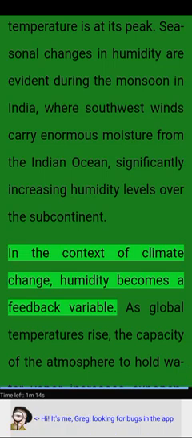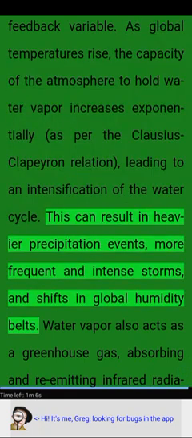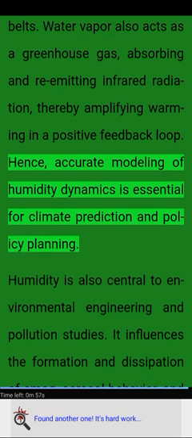In the context of climate change, humidity becomes a feedback variable. As global temperatures rise, the capacity of the atmosphere to hold water vapor increases exponentially, as per the Clausius-Clapeyron relation, leading to an intensification of the water cycle. This can result in heavier precipitation events, more frequent and intense storms, and shifts in global humidity belts. Water vapor also acts as a greenhouse gas, absorbing and re-emitting infrared radiation, thereby amplifying warming in a positive feedback loop. Hence, accurate modeling of humidity dynamics is essential for climate prediction and policy planning.